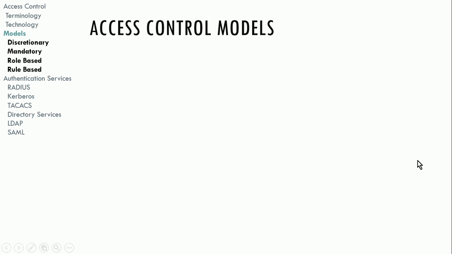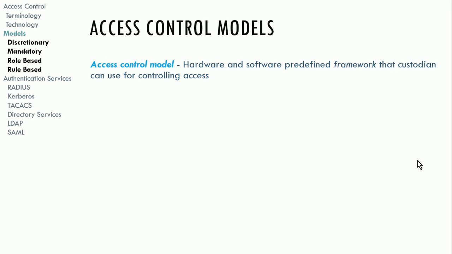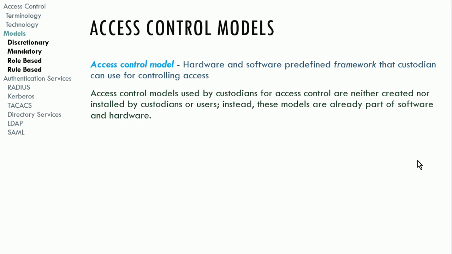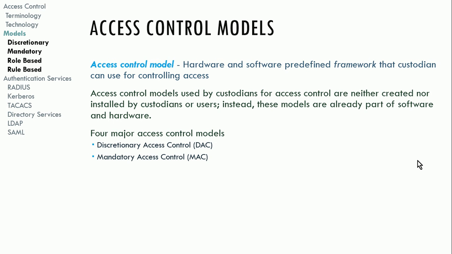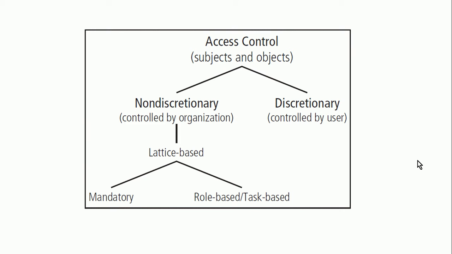So, some access control models. An access control model is some kind of framework that a custodian can use for controlling access. And there are all these different models that are already defined for us. There are 4 basic categories of access control models. You have discretionary access control, mandatory access control, role-based and rule-based access control. Both are RBAC. Probably the most common of these 4 is discretionary access control, because it's the simplest and the easiest.